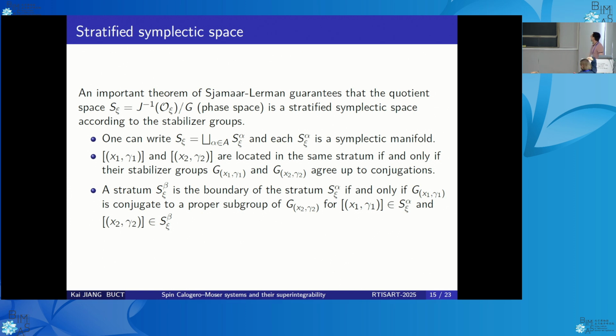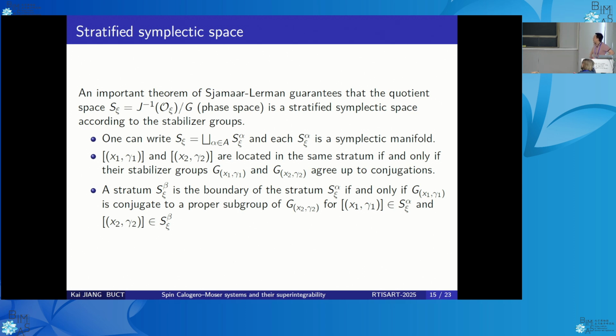The frontier condition is the key for a stratified space. Roughly speaking, it is a disjoint union of manifolds of different dimensions. We can think of it like this. Okay.